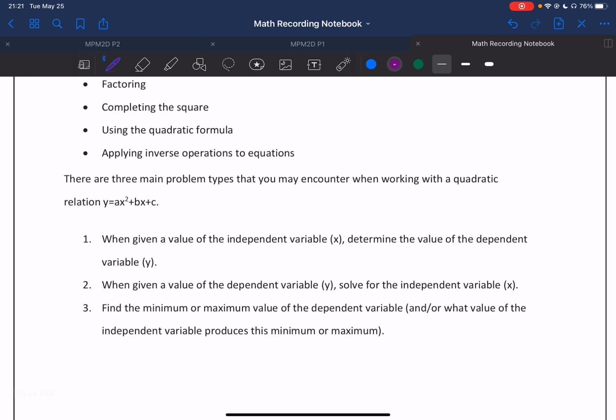There are three types of problems that you may encounter when you're working with quadratic relations. One is when you're given a value of the independent variable, x, and you need to determine the dependent variable, that's your y. Another is when you're given the dependent variable, your y, and you have to solve for the independent variable. The third type is when you need to find the maximum or minimum value of a dependent variable. What that means is you need to find the vertex.